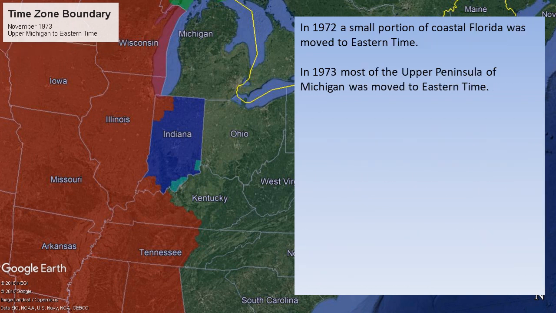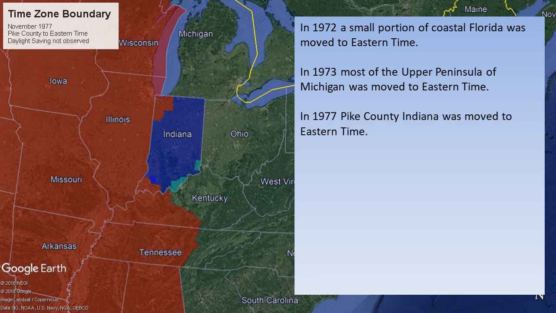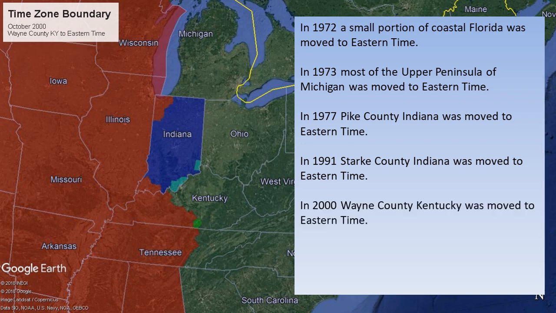In 1972 a small portion of coastal Florida was moved to Eastern Time. In 1973 most of the Upper Peninsula of Michigan was moved to Eastern Time. In 1977 Pike County, Indiana was moved to Eastern Time. In 1991 Stark County, Indiana was moved to Eastern Time. In 2000 Wayne County, Kentucky was moved to Eastern Time.